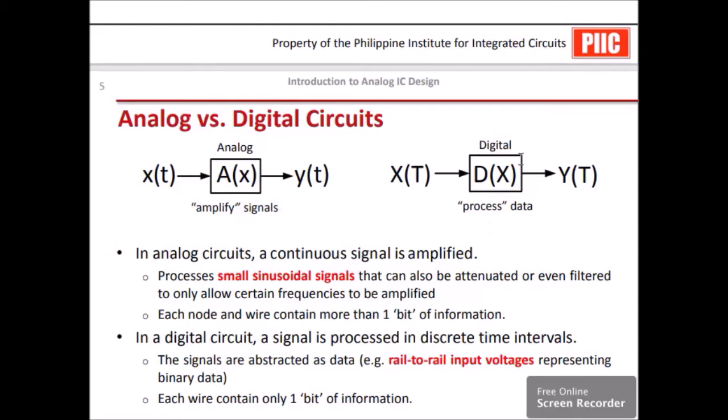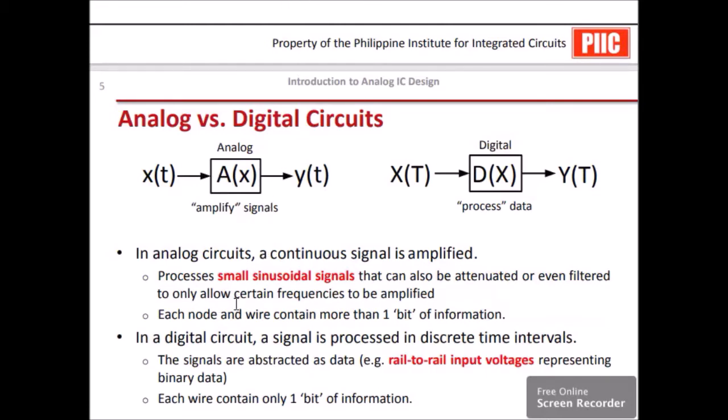When the IC is digital, more or less what it does is process the data. For example, in digital IC design, we make adder circuits, multiplexers, multipliers, and so on. It processes the data. But in analog, it amplifies the signal. Aside from amplifying or attenuating the signal, we can also filter it so that only certain frequencies can pass through our circuit. Those are our filters.